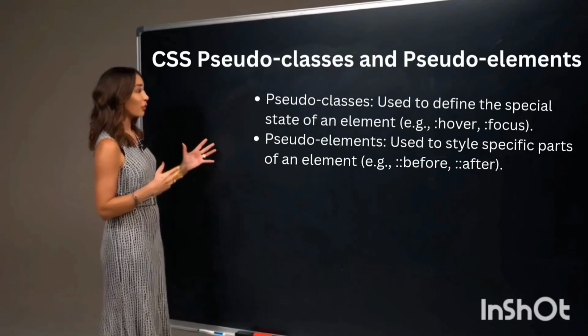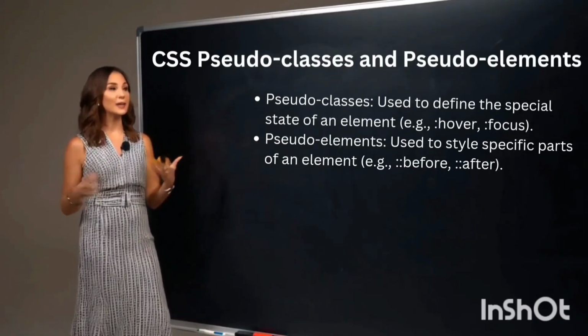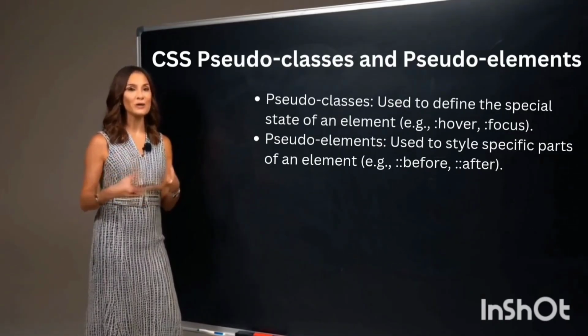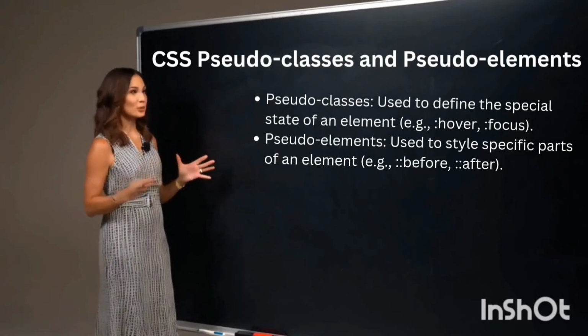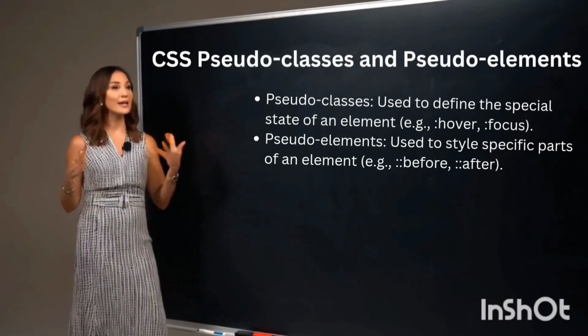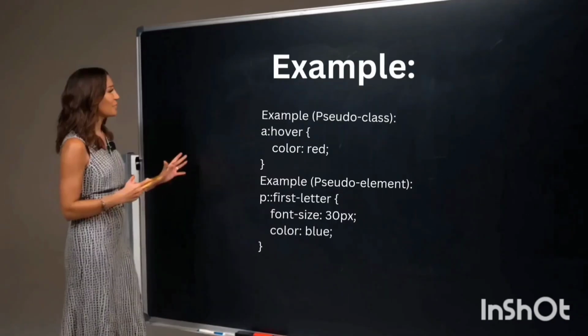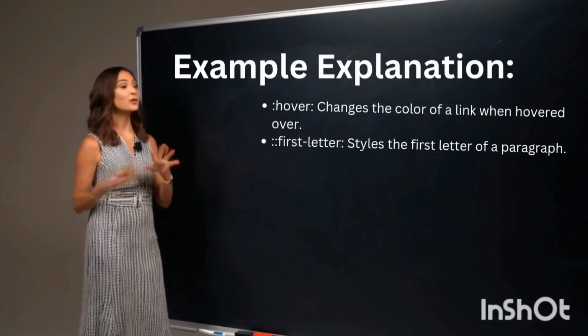CSS pseudo-classes and pseudo-elements. Pseudo-classes are used to define the special state of an element, e.g., :hover, :focus. Pseudo-elements are used to style specific parts of an element, e.g., ::before, ::after. Let's see the examples for the pseudo-class and pseudo-element.